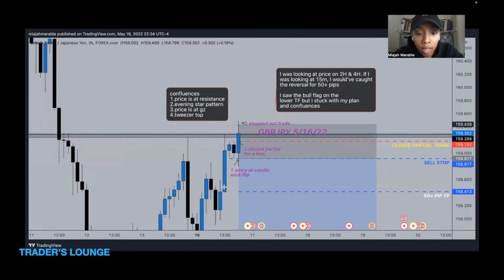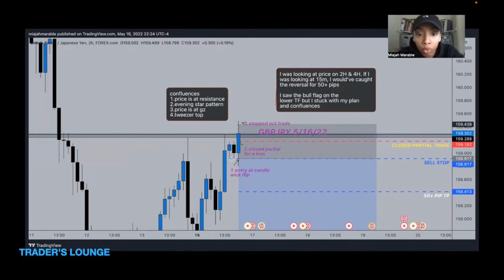Like I said, I think in the last video I talked about it in my weekly recap: you see price come up, you have this doji, and then you have another candle taking out the doji, right? And then this candle was my entry candle. So I entered at the candle wick flip.